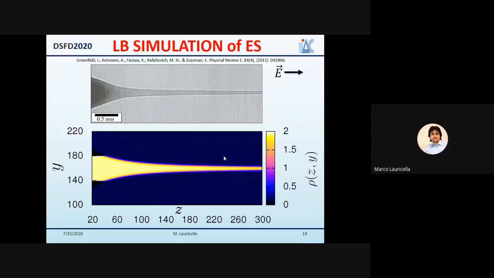So we can compare the obtained stationary regime with the experimental observation provided by the group of Professor Zussman for a similar polyethylene oxide polymeric fluid. Here we can recognize a general good agreement among the numerical and experimental results.